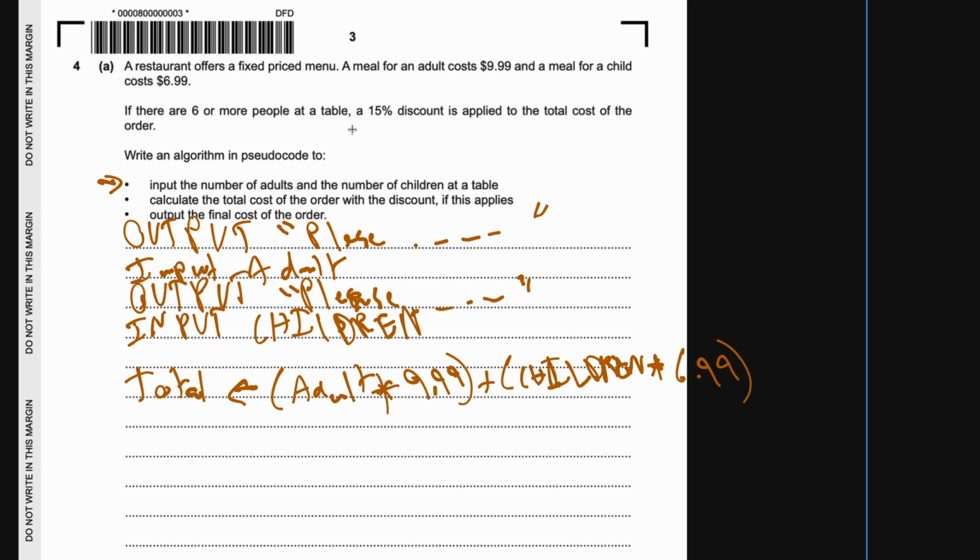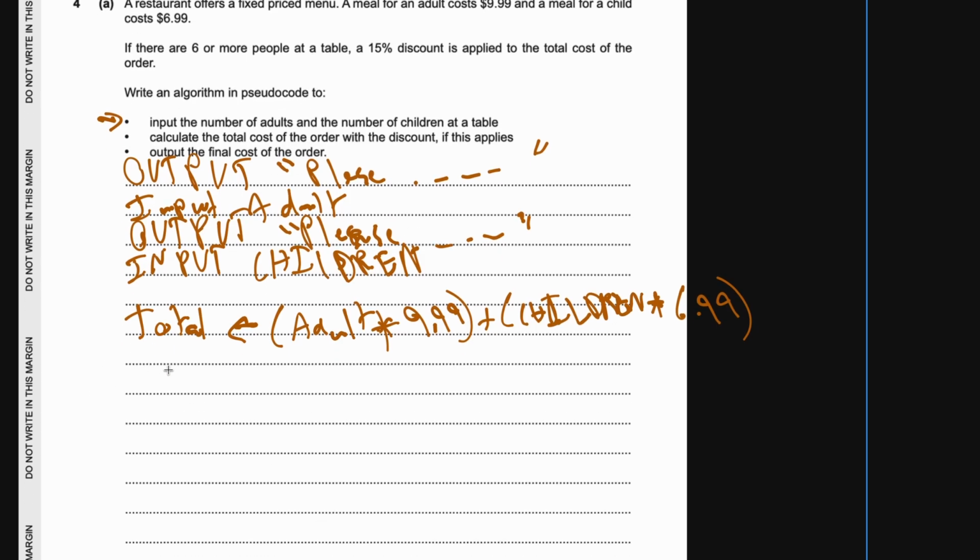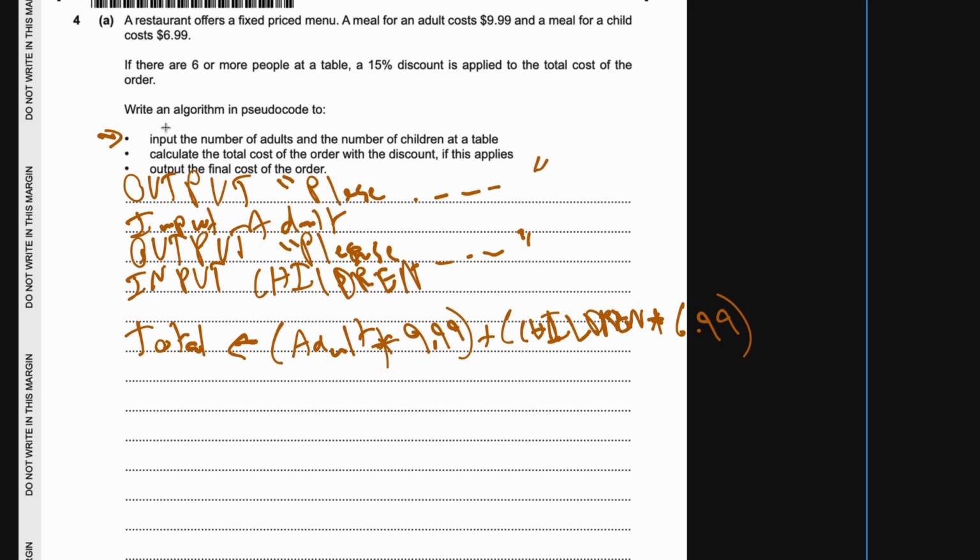And then output the final cost of the order. But before that, we need to calculate the total cost. We already did that, now with the discount if this applies. So this is the total. Now we need to basically find out if the discount applies. That is if there are 6 or more people. So if there are 6 or more people, we're gonna edit the total. If there are not 6 or more people, then we're not going to edit the total. How are we gonna do that?